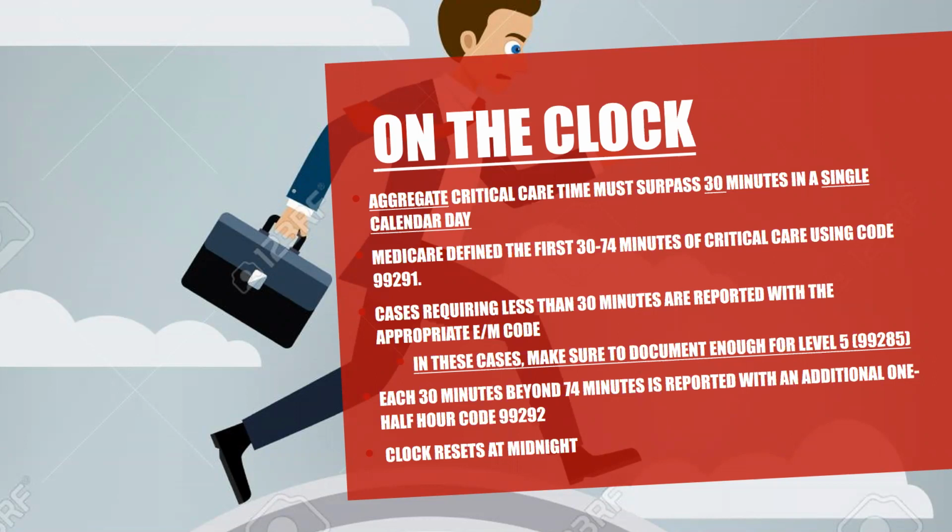Medicare has defined the first time slot of critical care as 30 to 74 minutes, and it's coded using this code. If your case is less than 30 minutes, then it does not qualify for critical care. So those people who come in in PEA arrest and we do 10 minutes of CPR and we pronounce them dead, that's not going to be a critical care case. It'll be a level 5 case.